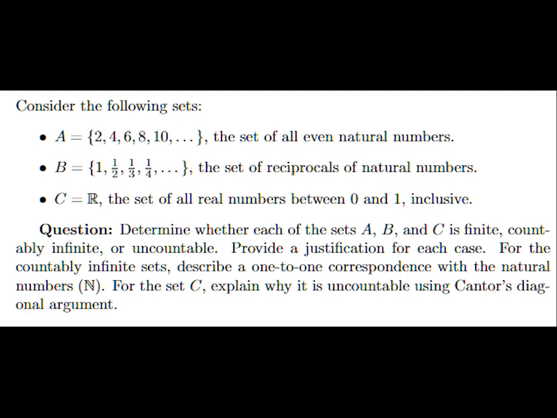For step 3, this would be uncountable. The real numbers between 0 and 1 cannot be enumerated systematically because they include infinitely many decimal expansions, such as 0.1, 0.01, and 0.001, and so on.